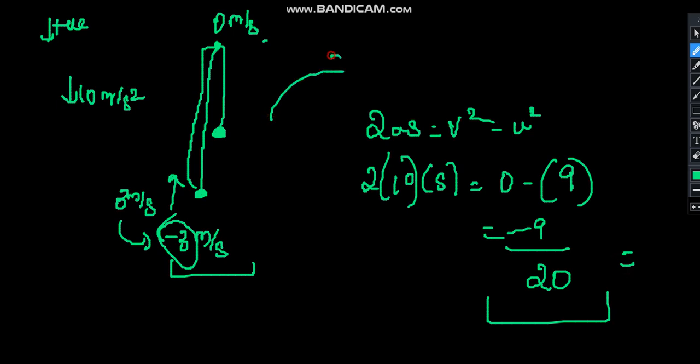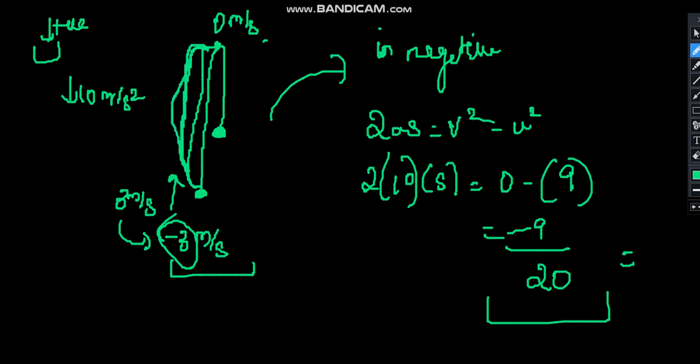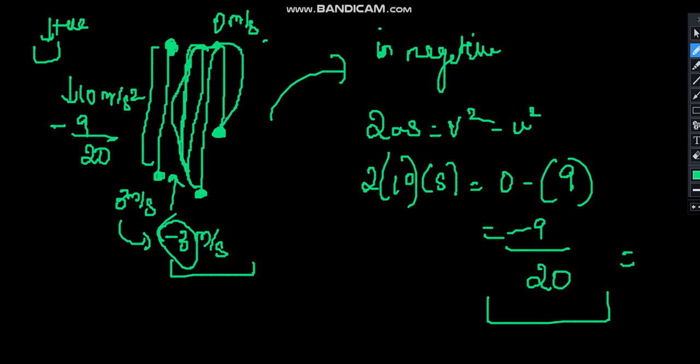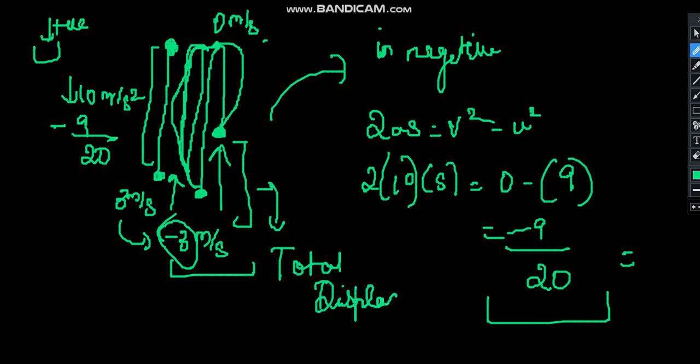You may wonder, how can the displacement be negative? Negative, because we have considered the positive direction to be here. But as the boy throws the ball up here, the distance from the initial position to this point would be basically 9 by 20. Displacement would be minus 9 by 20. But what about the total displacement of the motion? This is the total displacement. This is the total displacement.